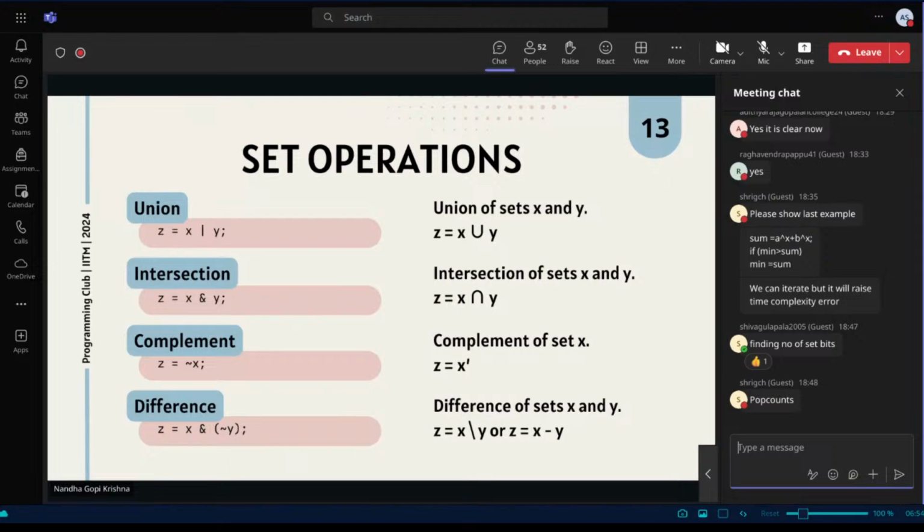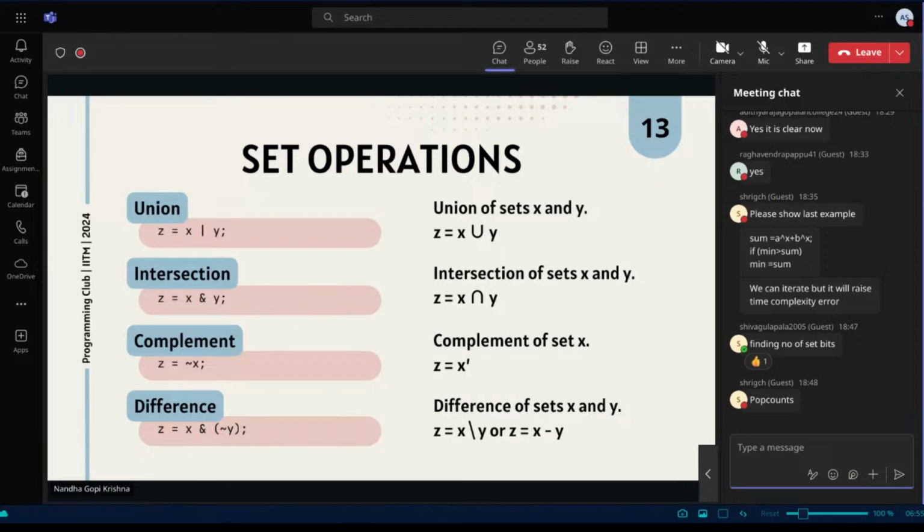Why does this work? Let us say a particular element is present in x and it is present in y. That means the kth bit is set in x and the kth bit is set in y. When we do not of y, the kth bit becomes unset. So when we do x and not of y, the kth bit in x, which is 1, ANDs with the kth bit in not y, which is 0. So the answer is 0.